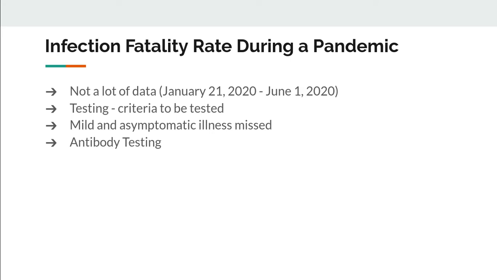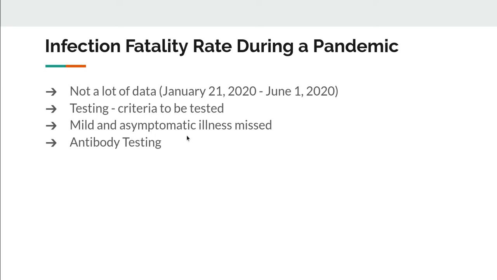A couple things you have to consider with infection fatality rate is testing. We had criteria to be tested. So everybody at the beginning that was tested was very sick. They were hospitalized or they were exposed to somebody that was very sick. Our criteria is expanding. We are starting to test healthcare workers and other people, but at the same time, you have these mild and asymptomatic cases, meaning they don't show any symptoms at all.